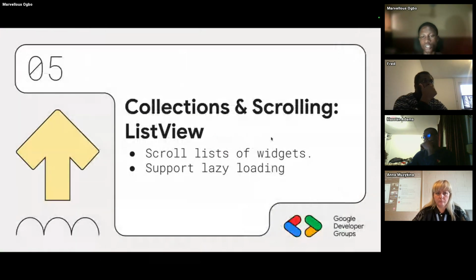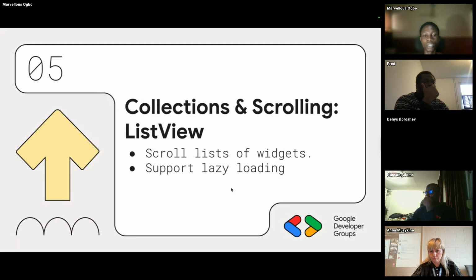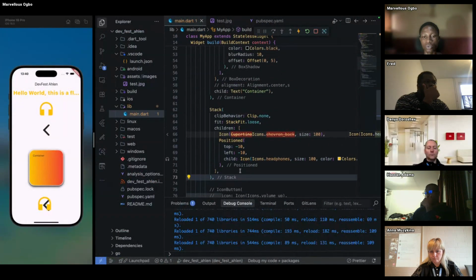And we have collection and list and scrolling, which is list view. So the very first we'll be looking at is list view. List view in Flutter allows a single list and scroll list of widgets, allowing you to scroll through a list of widgets. It supports lazy loading. Now lazy loading is a very interesting topic, because there are cases where you want to load a huge chunk of data, but if you're not using a list view, probably using a single child scroll view, then scrolling won't be smooth. But with the help of list view, it makes this smooth and easier to work with.